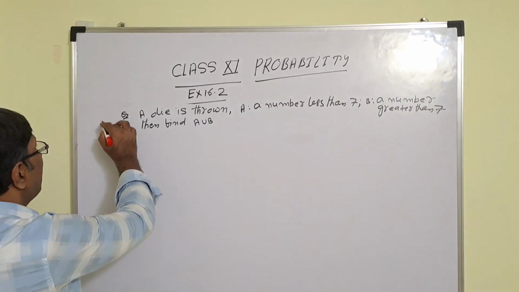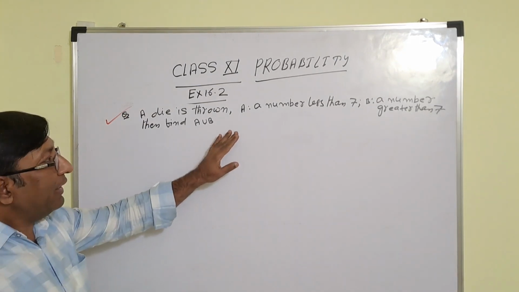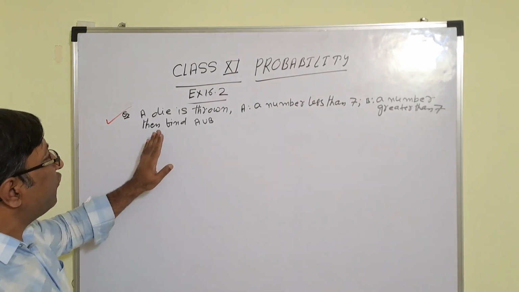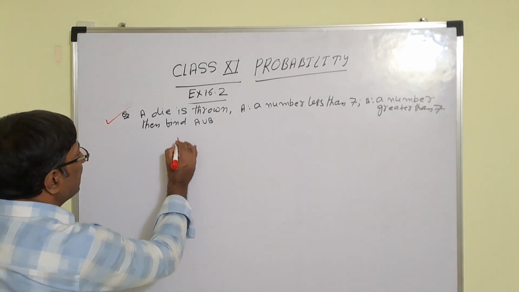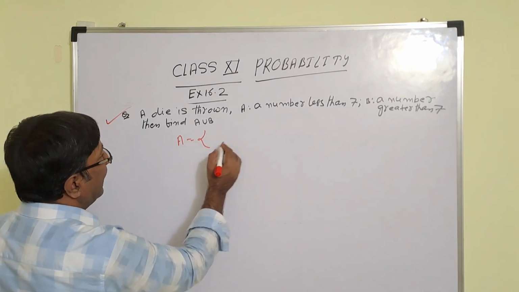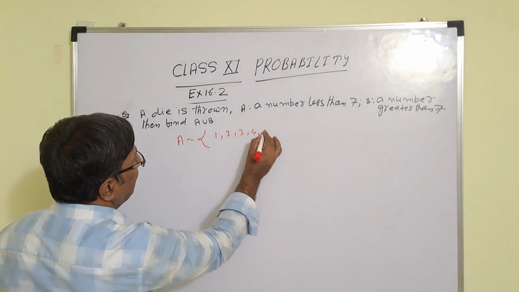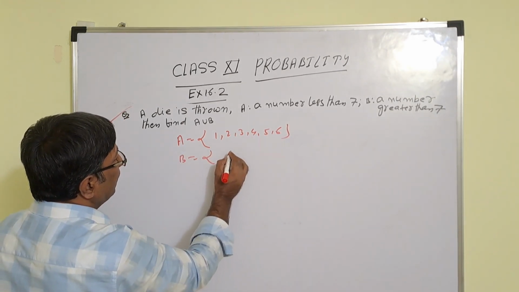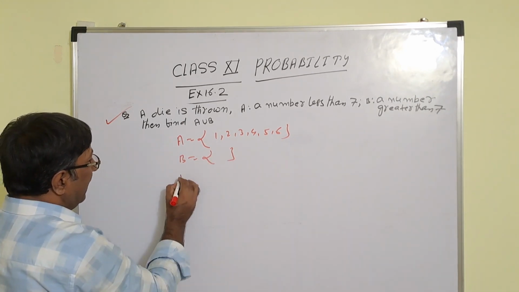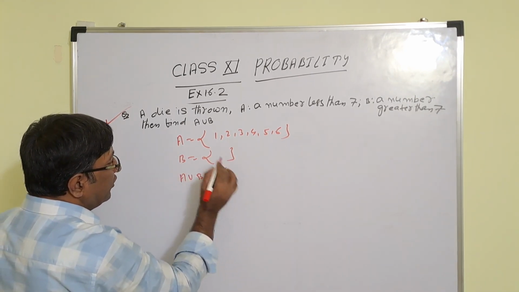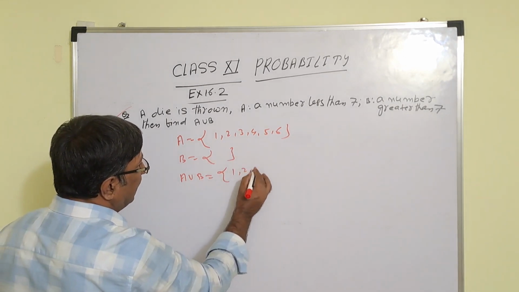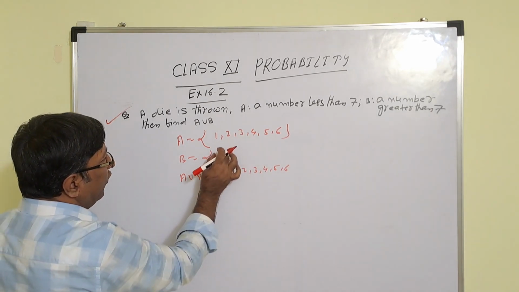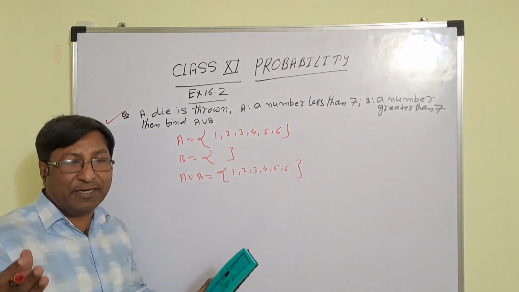Let us see the question. A die is thrown. A is a number less than 7 and B is a number greater than 7. Then find A union B. For this type of question, first you find A. A is a number less than 7, that is 1, 2, 3, 4, 5, 6. And B is a number greater than 7, so there is not any number: empty set. We have to find A union B. So A union B: write all the members of A, 1, 2, 3, 4, 5, 6, and write the members of B which are not in it. So there is no member. So this is the correct answer.